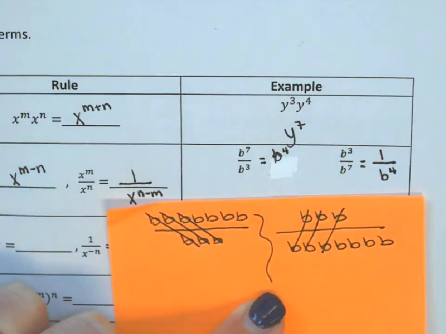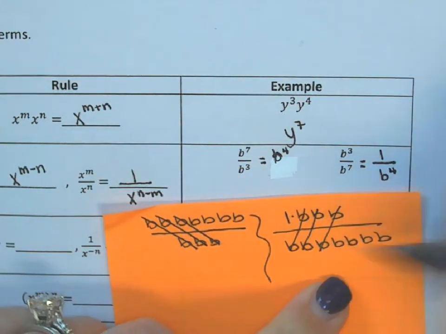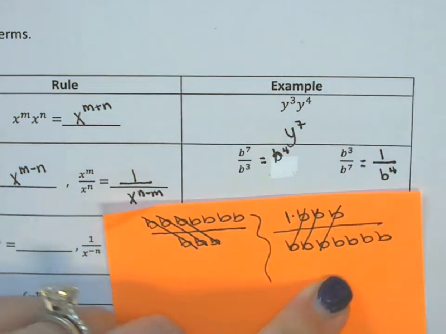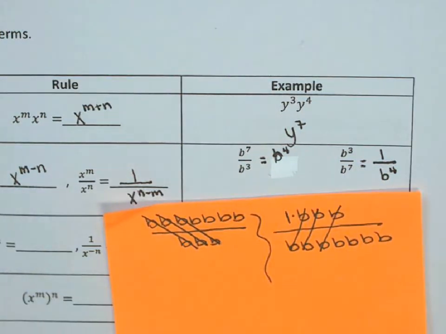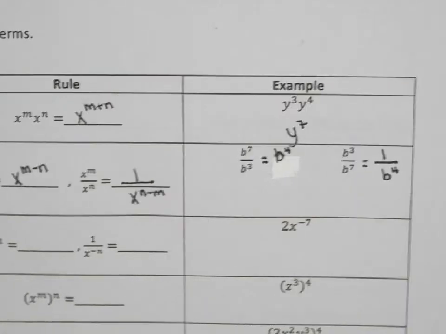3 would cancel. Technically, you have this as a 1 times b times b times b, which is why that placeholder still needs to be there. So you'd have 1 over b to the 4th, which is what we had on that second one. So again, expanding it out will help you understand. You do not have to expand it out. Some students of mine have chosen to expand it out every single time.